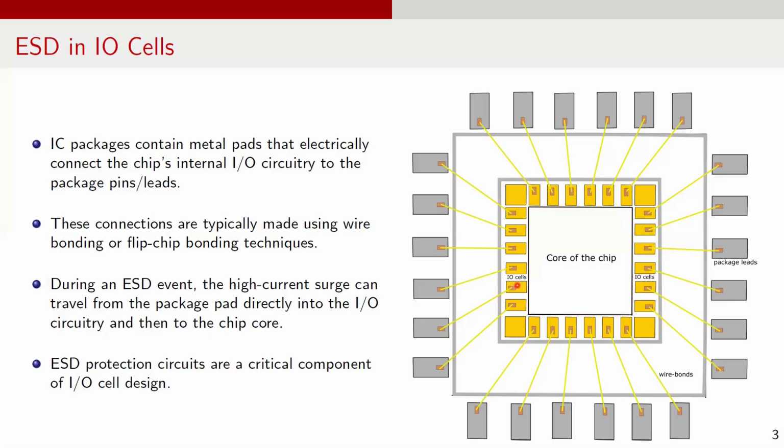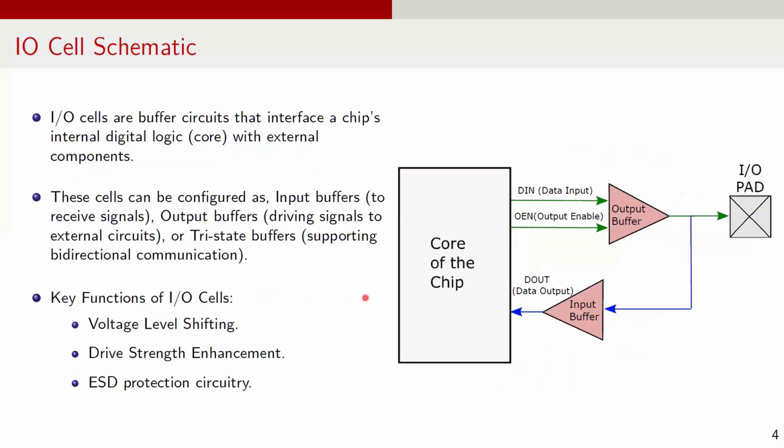It can also further propagate in the chip's core, damaging sensitive internal transistors and logic gates. Now we understand the importance of ESD protection circuitry. But before we discuss that circuit, let's first take a closer look at the design and functions of the I/O cells which contain I/O pads.